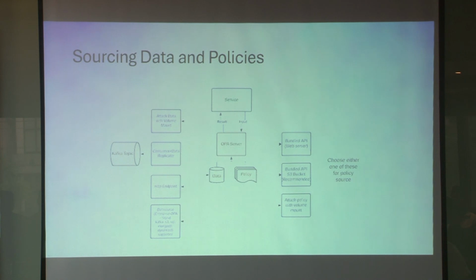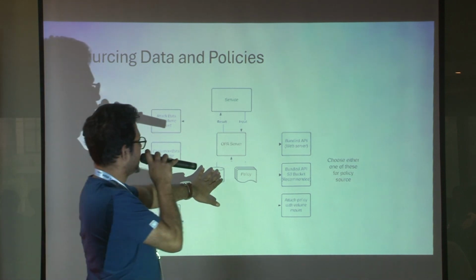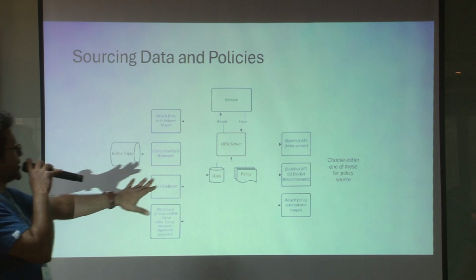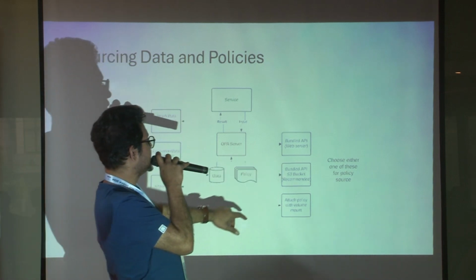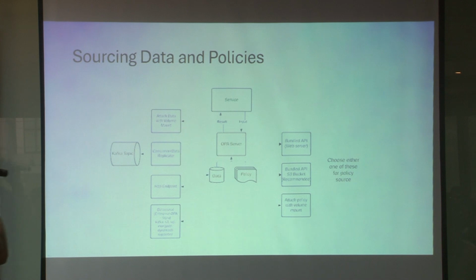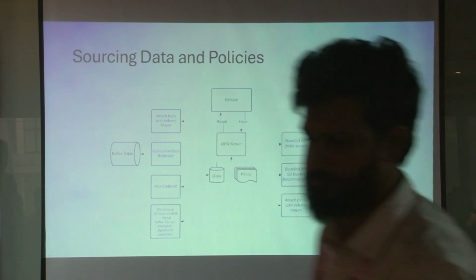There's no color here, but I have put color anyway. On the left-hand side are the sources for the data, how we can get the data for the OPA server. And on the right side are the sources for the policies, how we can get policies for execution. It's better for us to keep the data and the policies separated. For policies, the recommended approach is to get them from object storage or an S3 bucket.